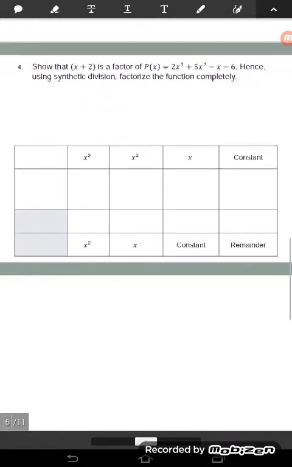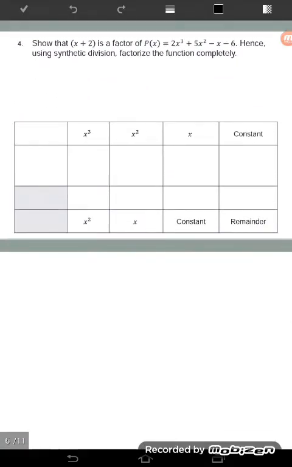Okay, so next number 4, question number 4. Show that x plus 2 is a factor of px equal to this one. Hence using synthetic division factorize the function completely. Okay, so this one asks us to show it. So we won't go into synthetic division yet. So how to show this one? We use the factor theorem.